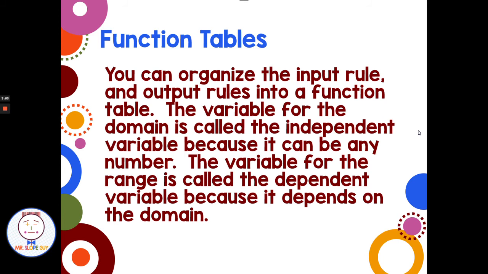We can also organize the input rule and output rules into a function table. The variable for the domain is called the independent variable because it can be any number. And the variable for the range is called the dependent variable because it depends on the domain.